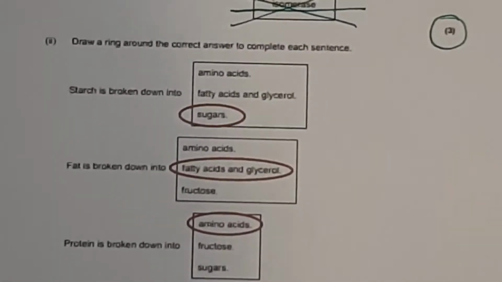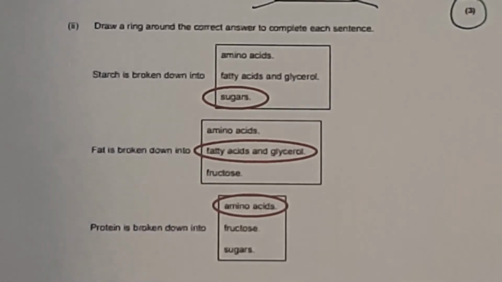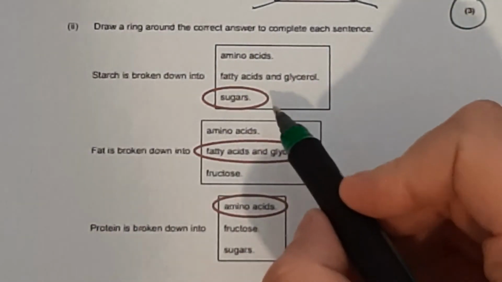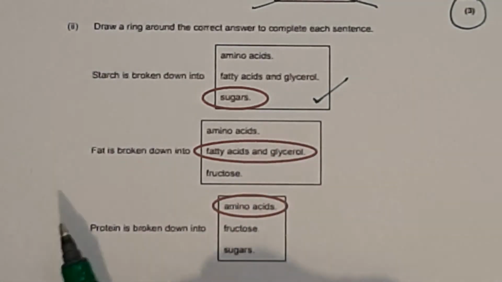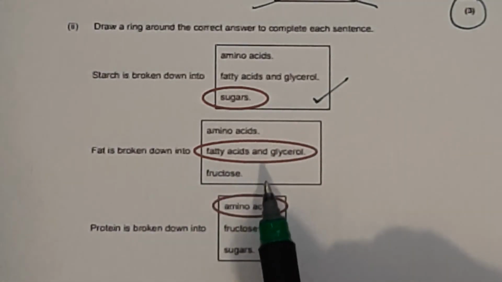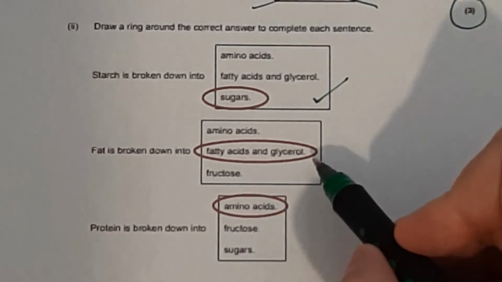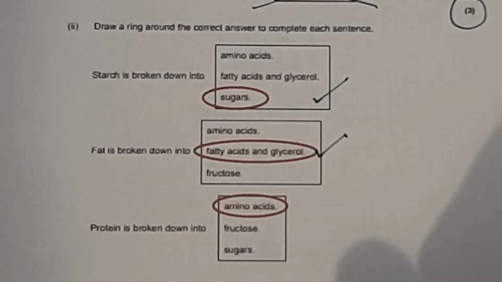Next question. So draw a ring around the correct answer to complete each sentence. So starch is broken down into sugars. So tick it if you got it right, correct it if you didn't. Fat is broken down into fatty acids and glycerol. Again, tick it if you got it right or correct it if you didn't, and make sure you're using a pen of a different colour.